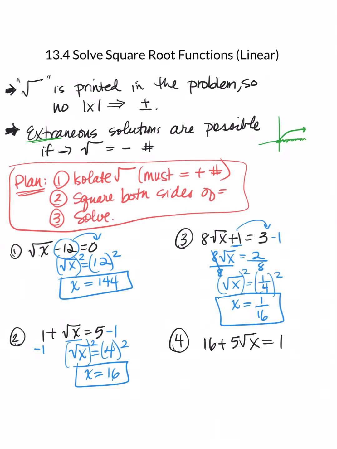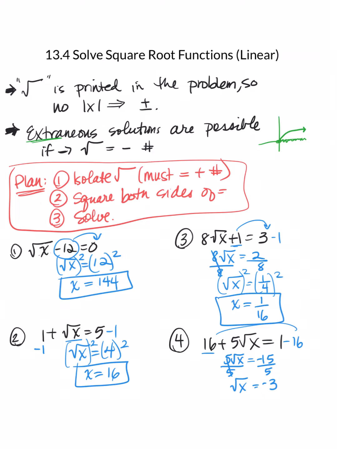All right, let's look at number 4. Let's isolate our square root by moving that 16 over. So I'm going to have 5 square roots of x equals negative 15. Divide by 5. And now I'll have the square root of x equals negative 3.